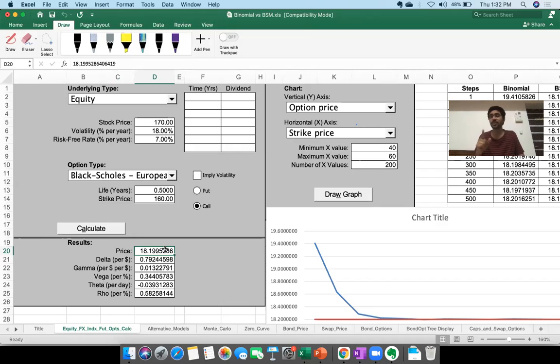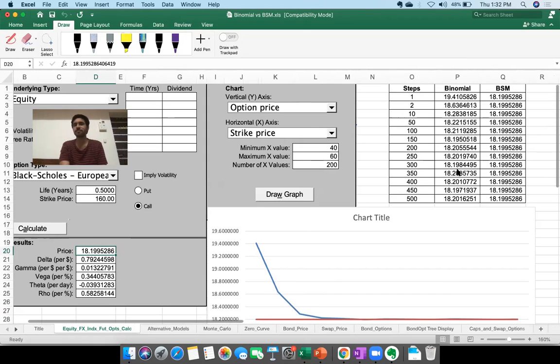But the statement that I passed was, when the number of time steps in a binomial tend towards infinity, then the binomial model answer will be exactly equal to the Black-Scholes answer. We are doing a comparison between a 2 period binomial and Black-Scholes. So now what I've done was, I basically plotted these values.